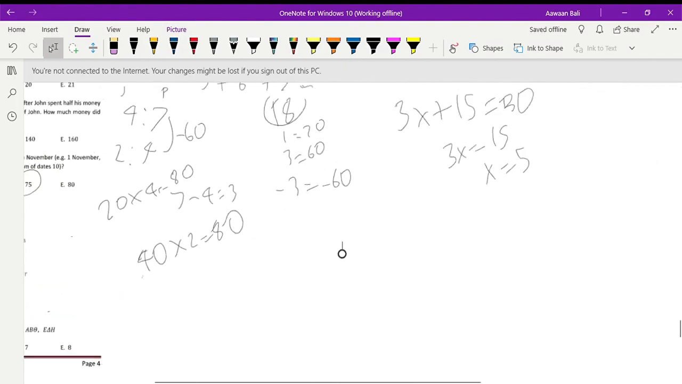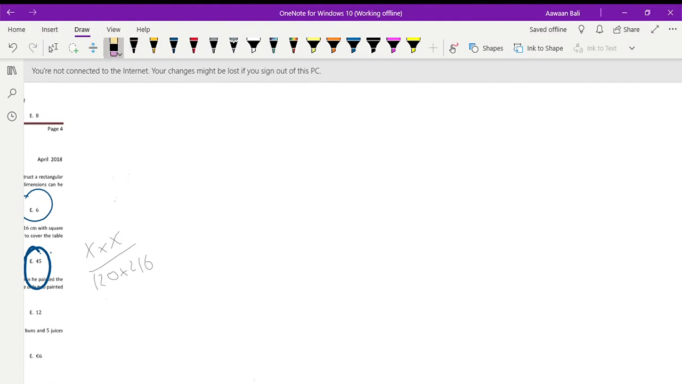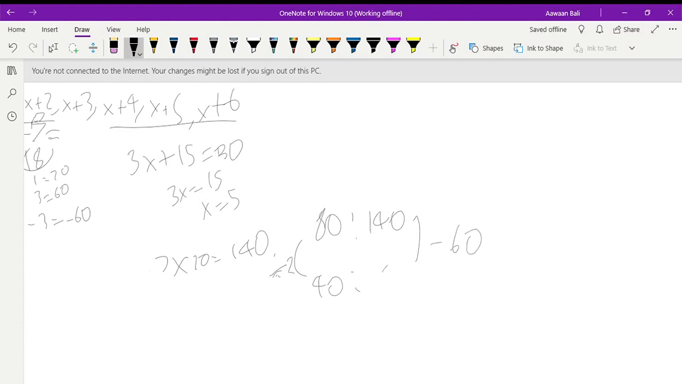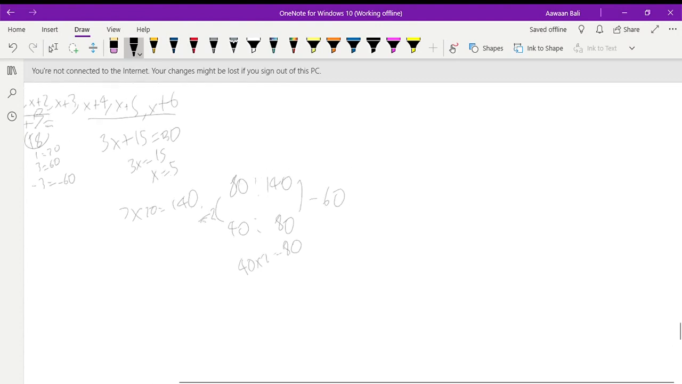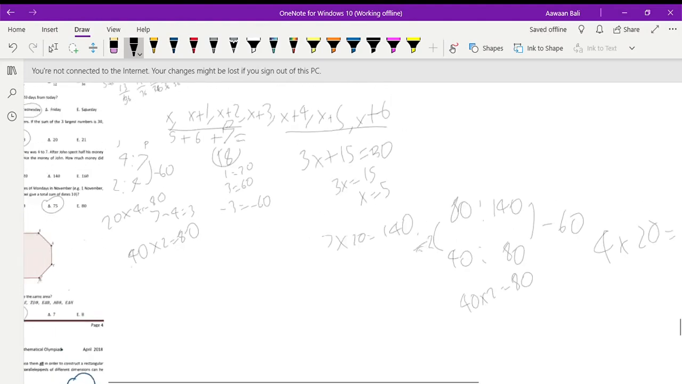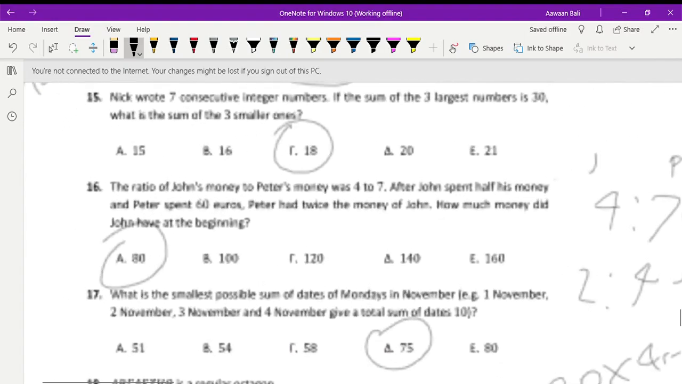Let me write down the check method here. Oopsie daisies. 7 times 20 is 140. 80 divided by 2, that's 40. It's still there, you see? Then minus 60, it's 80. 40 times 2 is 80. And also, 4 times 20 is 80. So that works. So again, the answer is alpha, 80 euro.